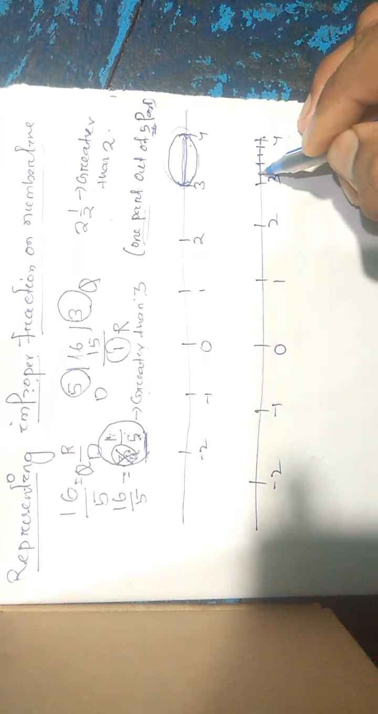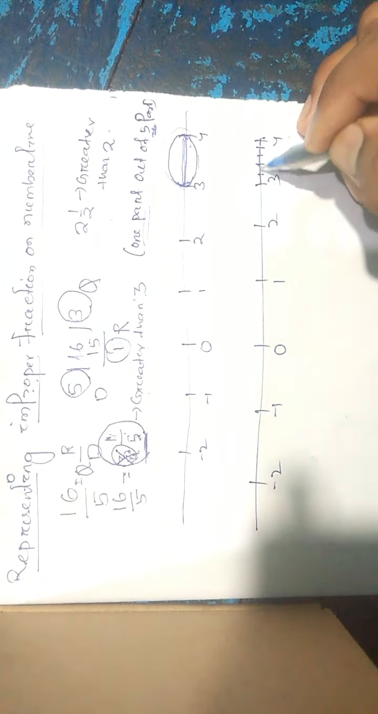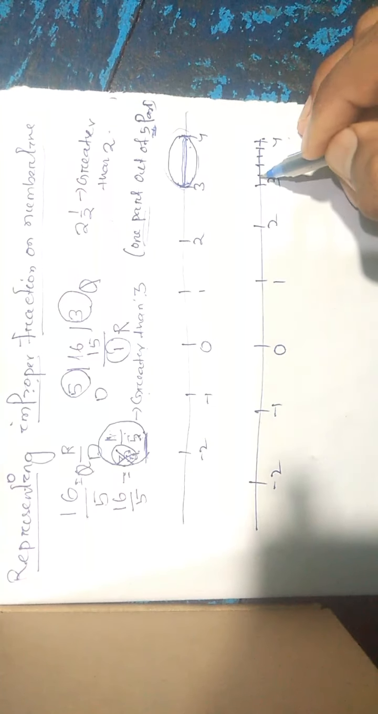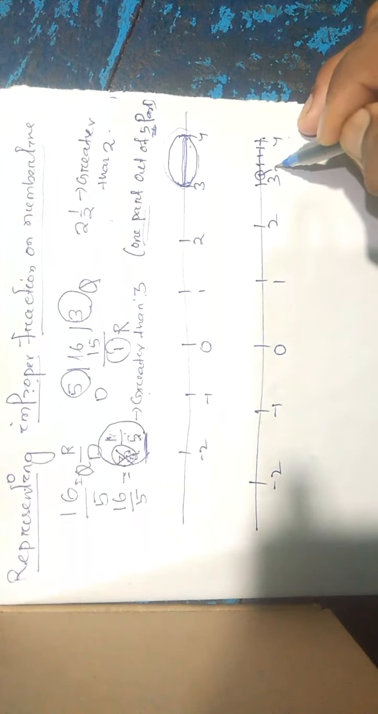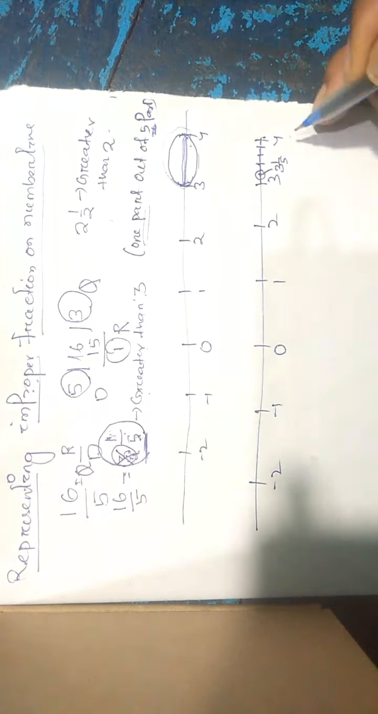So where is the one part? This is the one part. This is 3. So here starts 1, 2, 3, 4. So this is the first part. So it is 3 whole 1 by 5.